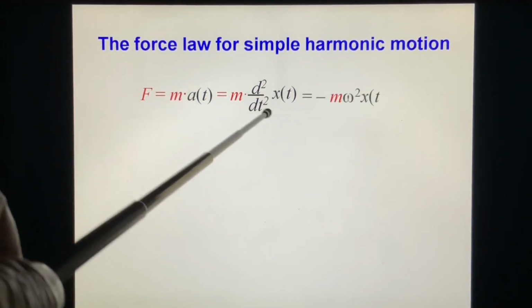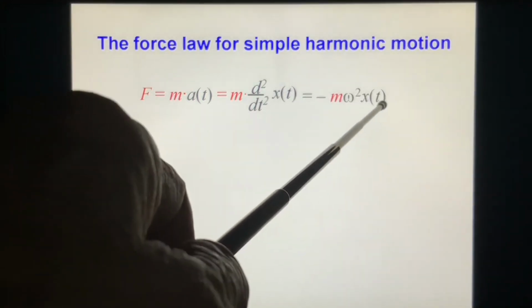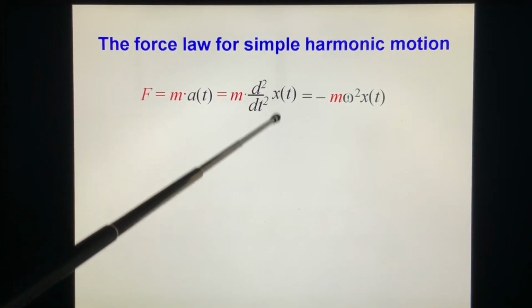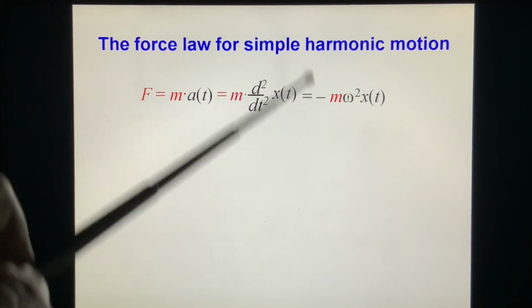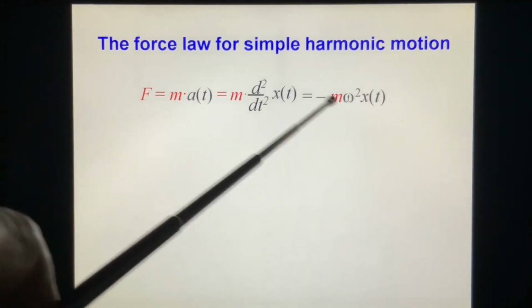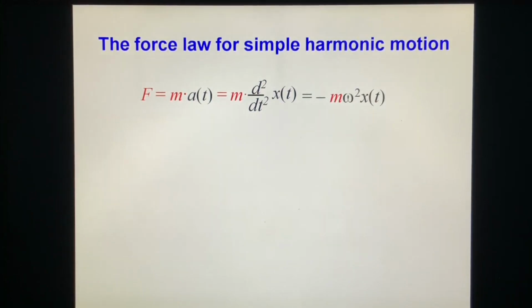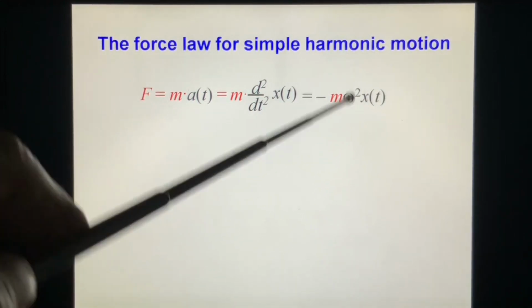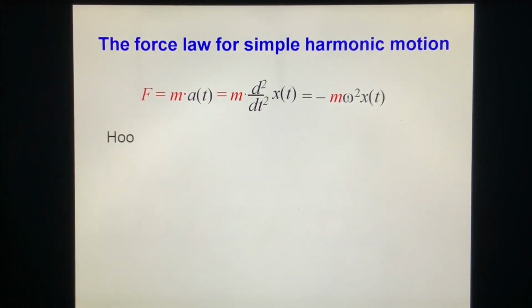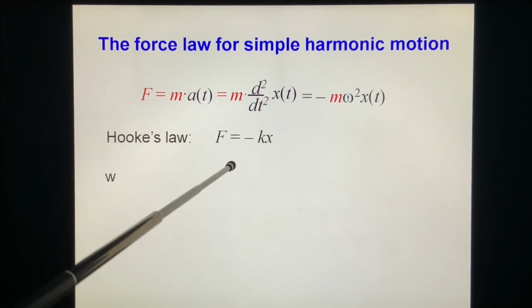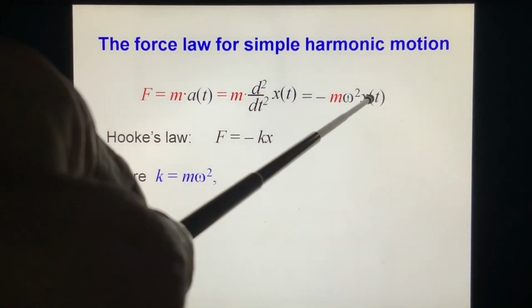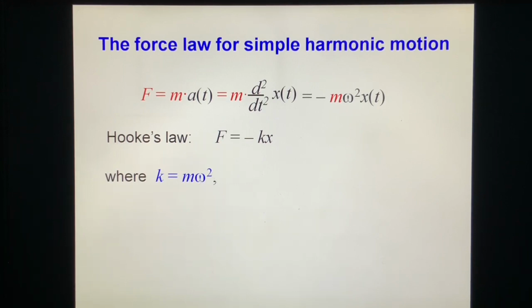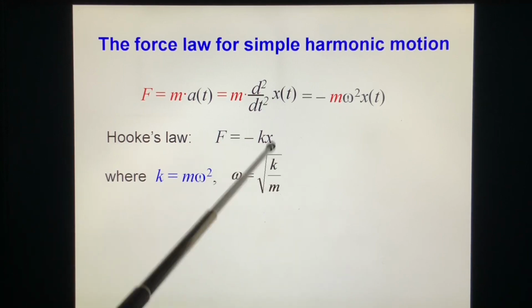We put this equation in, and we get a equals minus omega squared x. This is the characteristic of simple harmonic motion: its acceleration is proportional to its displacement, with minus omega squared. And we look at this F. This F is proportional to x, so this is like Hooke's law. Hooke's law is F equals minus kx. So we compare these two and find that k equals m omega squared, and omega equals the square root of k over m.